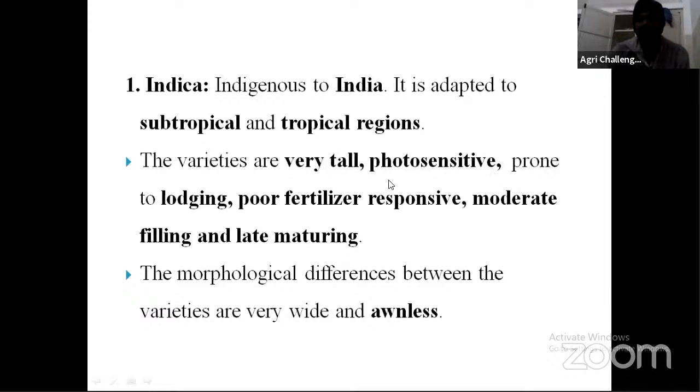At the maturity stage, panicles will weigh more, so that they bend towards one side, which is called lodging. Because of their tallness, lodging happens, and they are poor fertilizer responsive. That means however much fertilizer we apply, the yield will be limited. They are moderate filling, late maturing, and photosensitive. Photosensitive means they are highly sensitive to sunlight, and morphological differences between the varieties are very wide. Generally, these indica varieties are awnless. It is an important point.